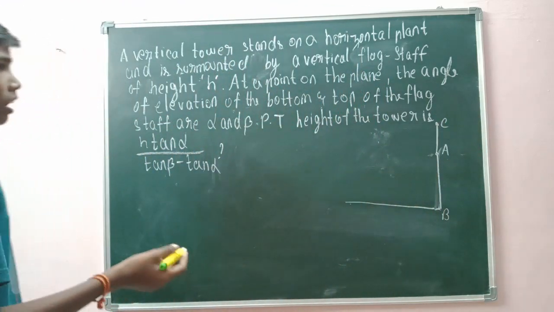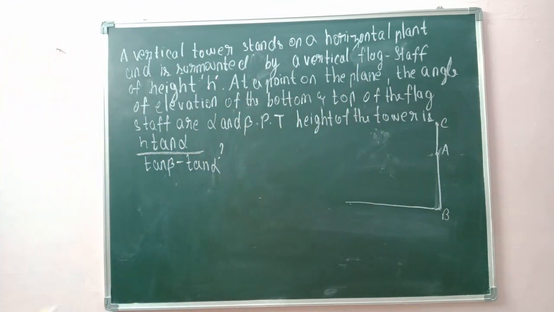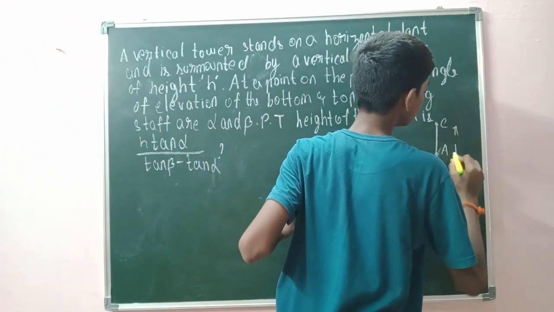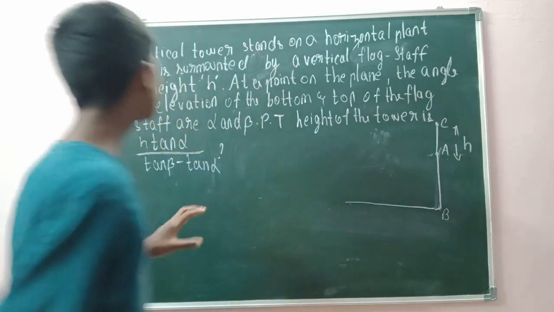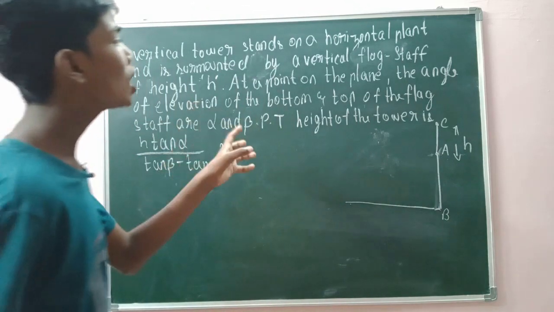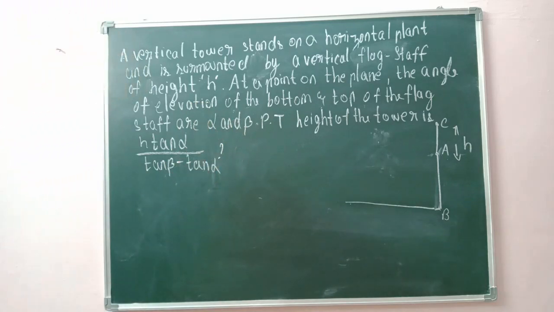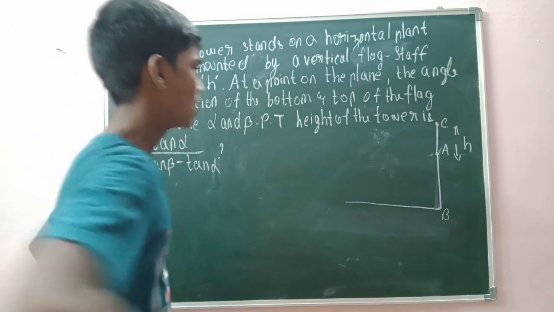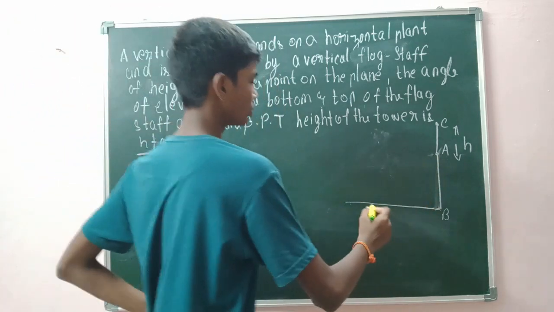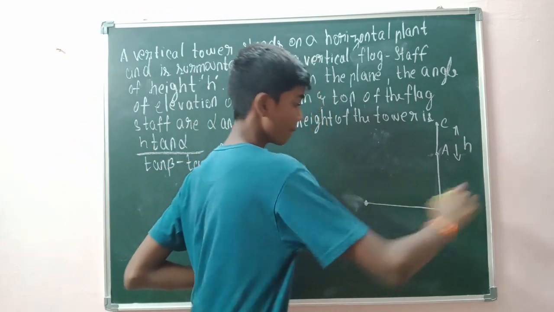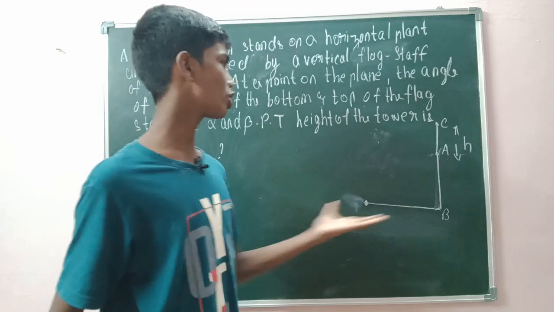It is given that the vertical flagstaff is of height h. This AC is of height h. And also at a point on the plane, the angles of elevation of the bottom and top of the flagstaff are alpha and beta. So let this be that point on the plane.